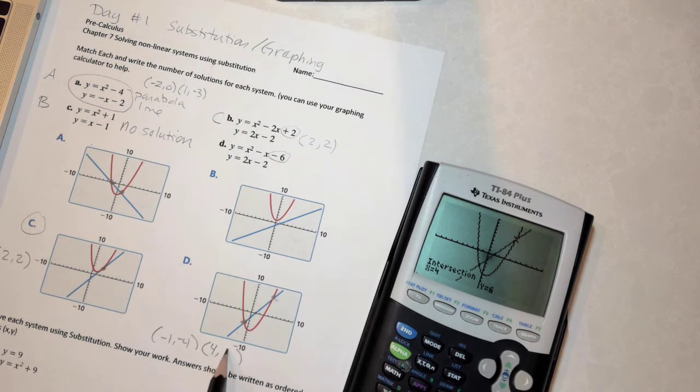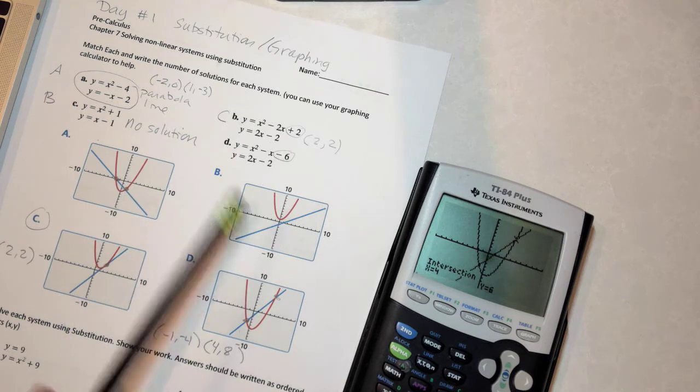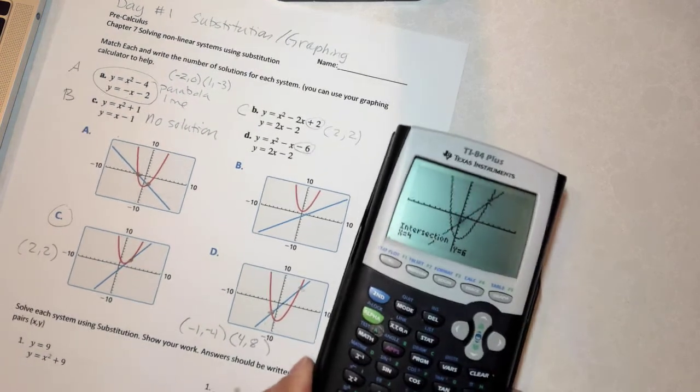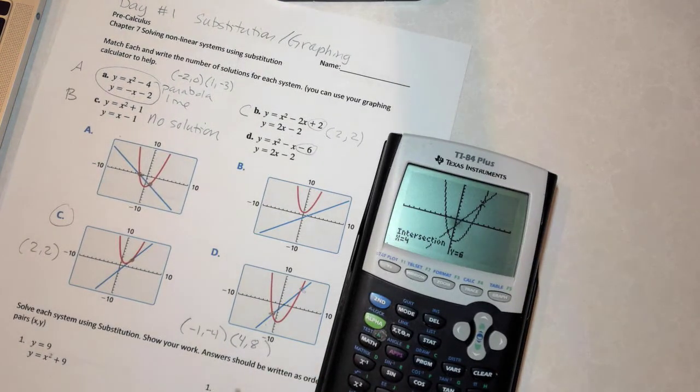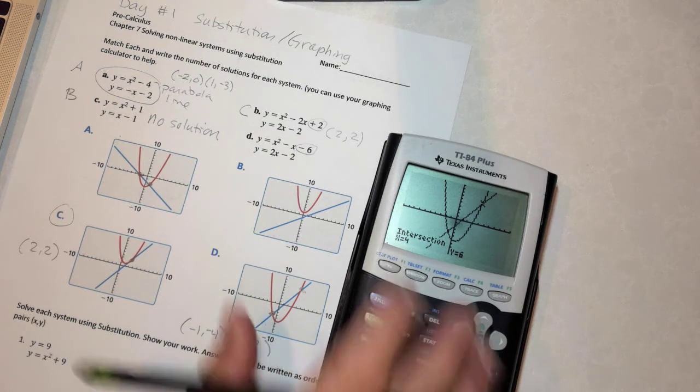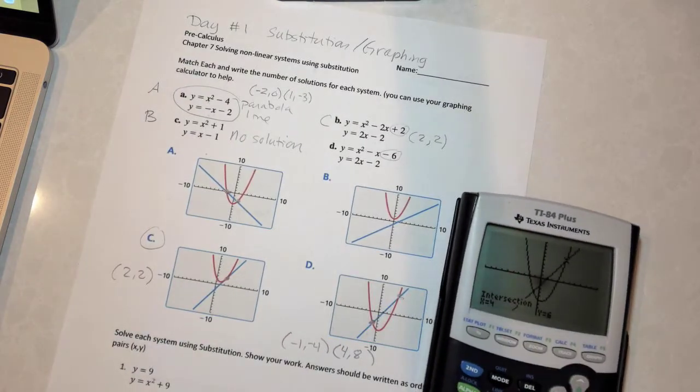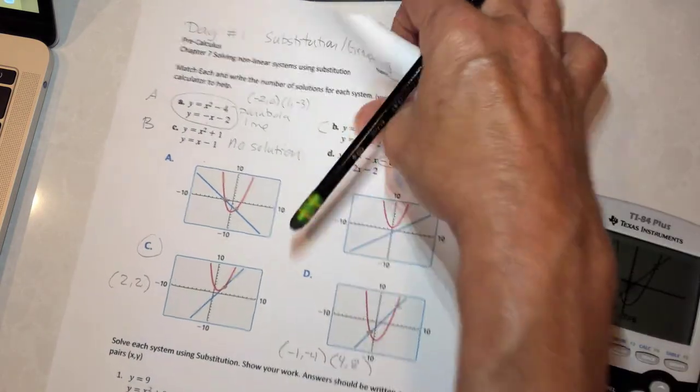So super easy to use graphing as long as they are written in y equals. So that's going to be the catch as we get into other methods where we can't get it into a y equals form. So therefore we can't use graphing very easily. Okay, so let's talk about the substitution method.